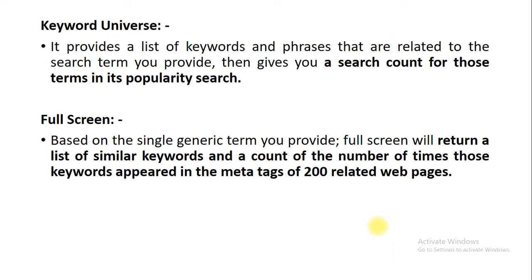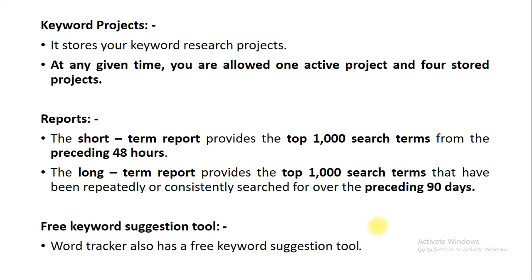So that is the limitation. Up to 200 you are able to perform the total count using the full screen option. Next is called keyword project. It stores your keyword research project. At any given time you are allowed one active project or 4 stored projects.